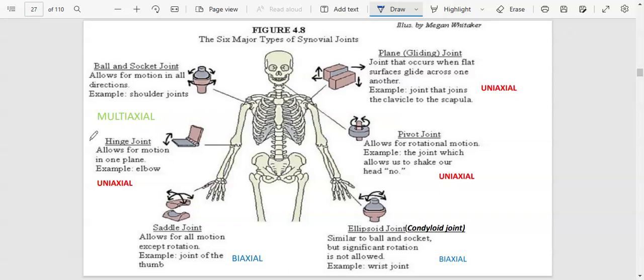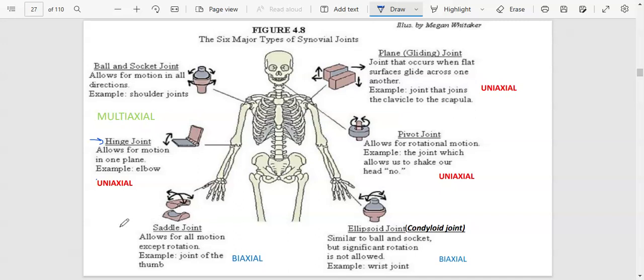We also have the hinge joint. Now, hinge joint allows motion only in one plane, like your elbow. You can't turn it more than 180 degrees. Okay, so only in one plane. So we call it uniaxial because it's only one plane. Uniaxial, right? For example, at your elbow.